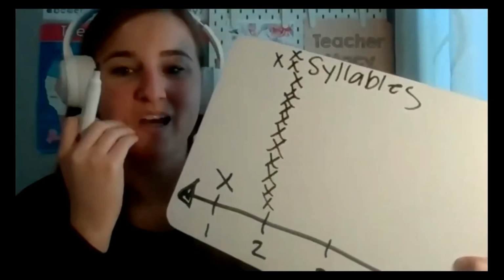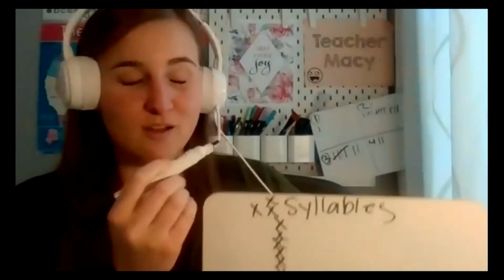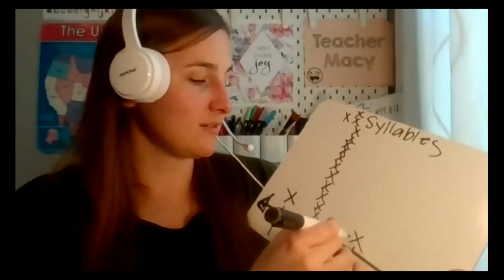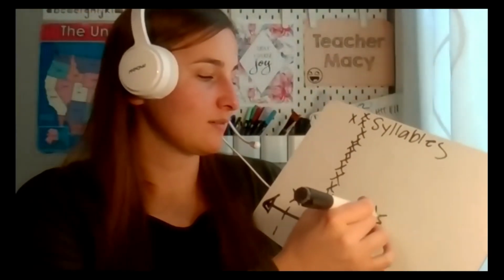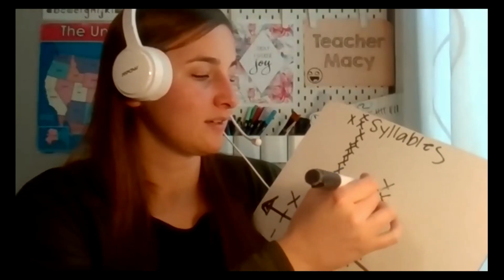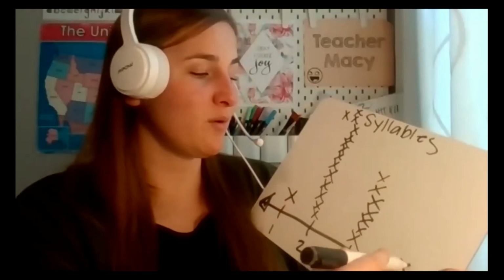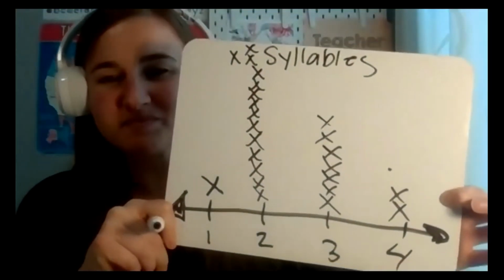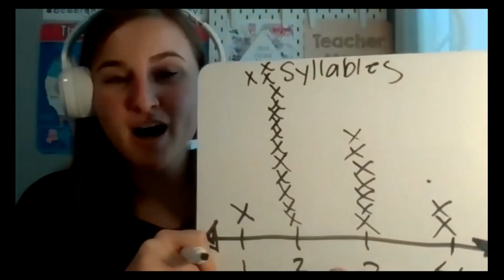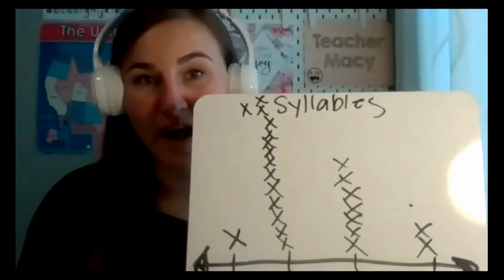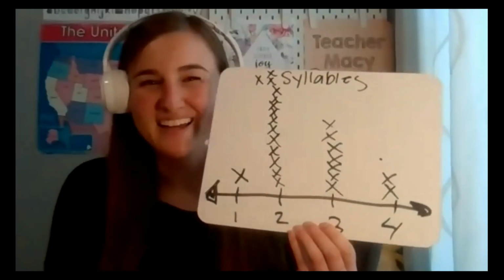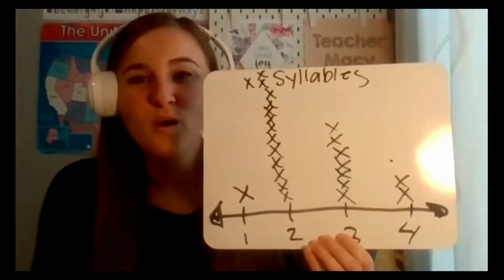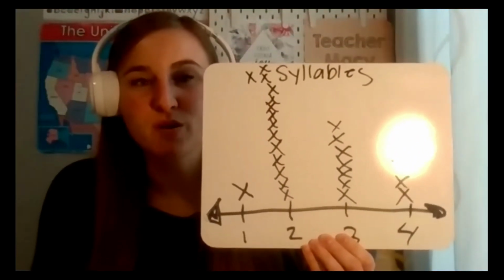Okay, 14. We have 7 people with 3 syllables. And 2 people with 4 syllables. Awesome. Okay, so now we're going to talk and ask questions just how we did with pictographs and bar graphs. Which amount of syllables do the most people have?